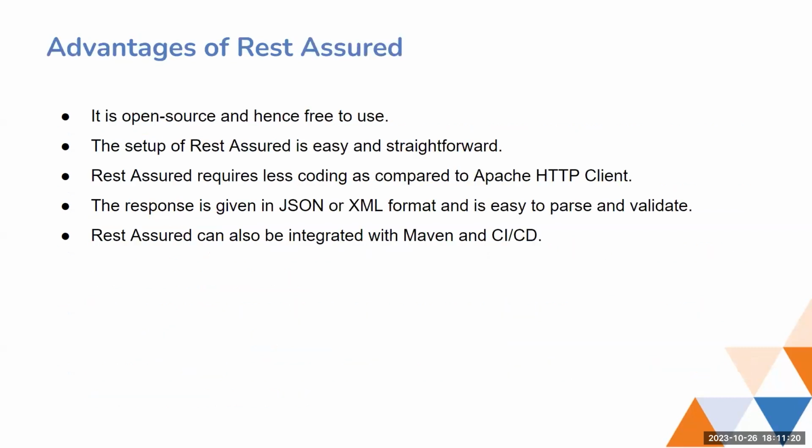So the advantages of REST Assured are that it is open source, which basically means it is free, and it is easy to use. It requires less code as compared to Apache HTTP Client, which we used to use before. The response is in JSON format, which is comparatively easier to parse and validate. And it can also be integrated with Maven or CI/CD tools.